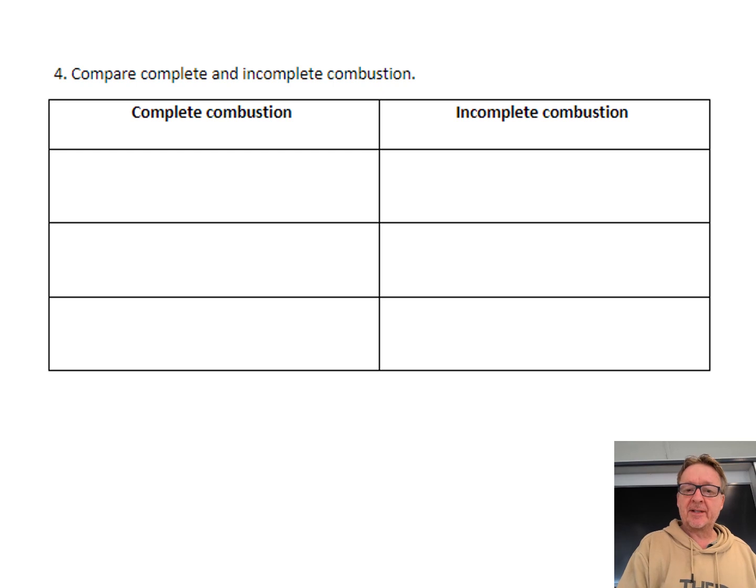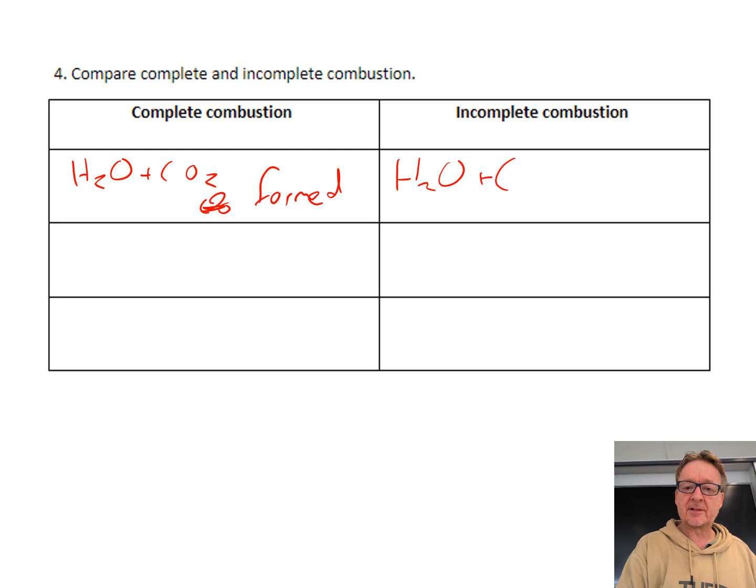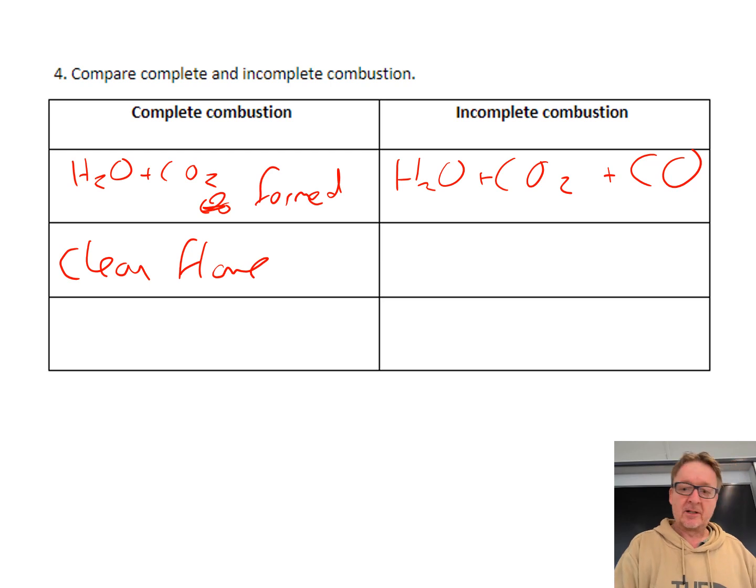So, comparing complete and incomplete combustion. In complete combustion, you get water and CO2 formed. In incomplete combustion, you get water, you get CO2, but also you get carbon monoxide. So that's the difference between them. Complete combustion gives you a nice clean flame. Incomplete combustion gives you a dirty, sooty flame.